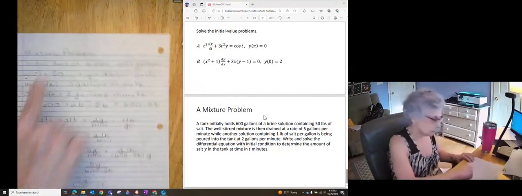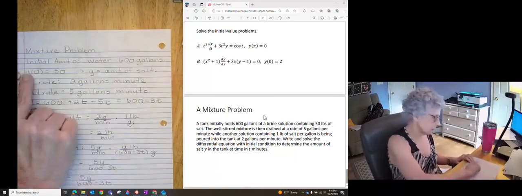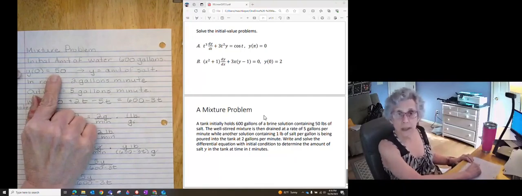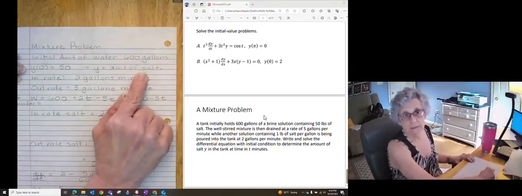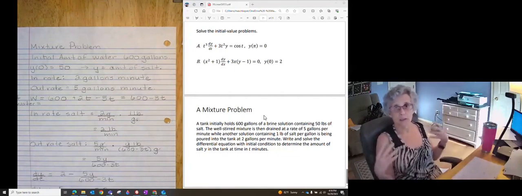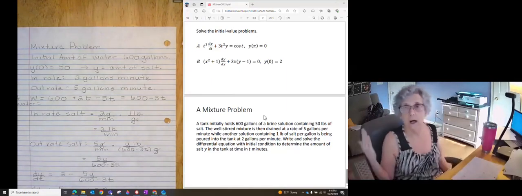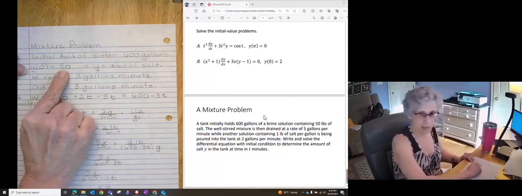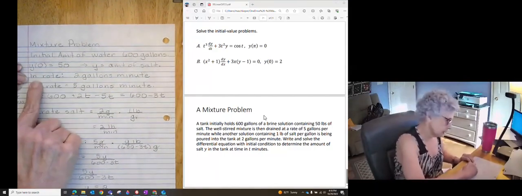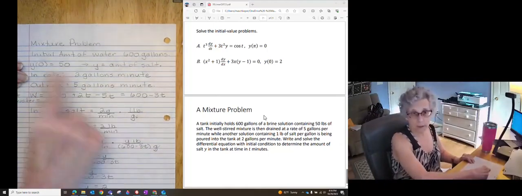I called it W. Initially, we have 600 gallons of water. Initially, we have 50 pounds of salt. So Y is the amount of salt. That's what we're trying to find, the dy dx. What we're trying to eventually find a function for is the amount of salt. There's my initial value.